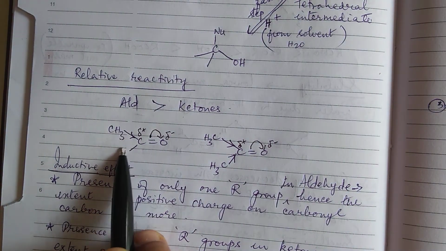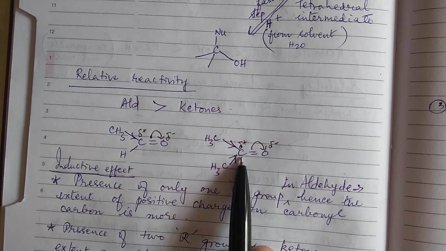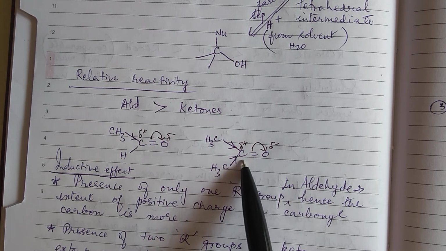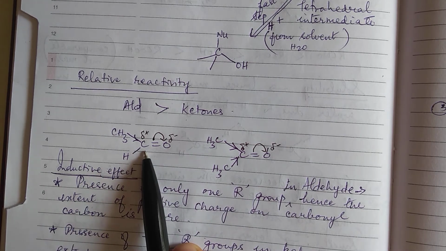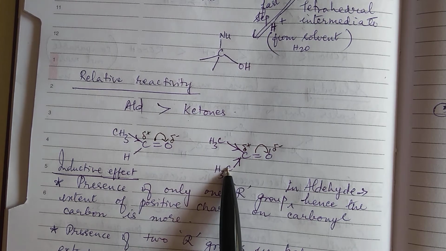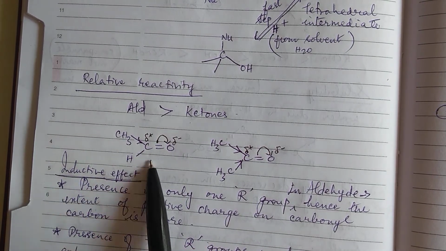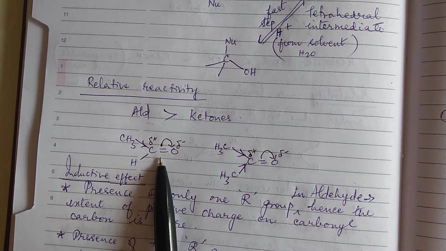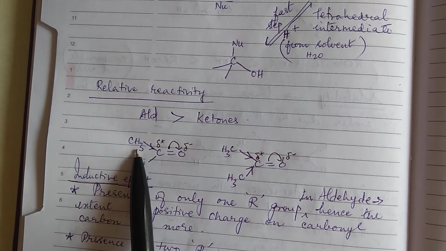Now this electron releasing group will try to neutralize the positive charge on this carbon, and in the case of ketone there are 2 electron releasing groups, so the neutralization of positive charge on this carbon is more, right? So the carbon cannot remain positively charged in the case of ketone for long, because of the electron releasing groups, whereas this can remain. That is why aldehydes are more reactive towards nucleophilic addition reactions. So this is based on the inductive effect of the alkyl group.